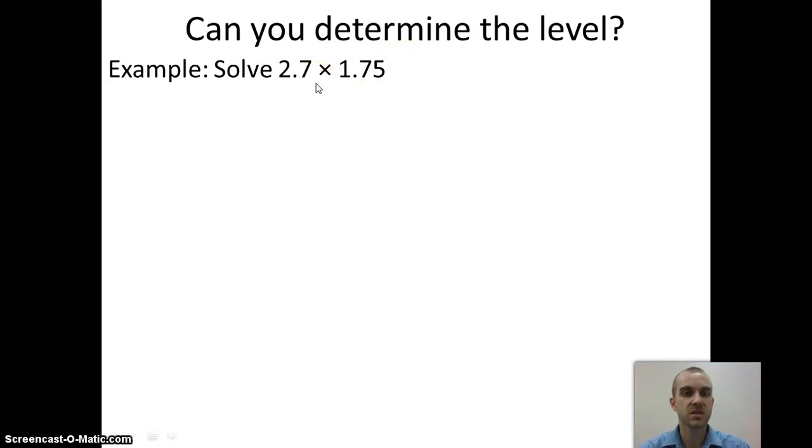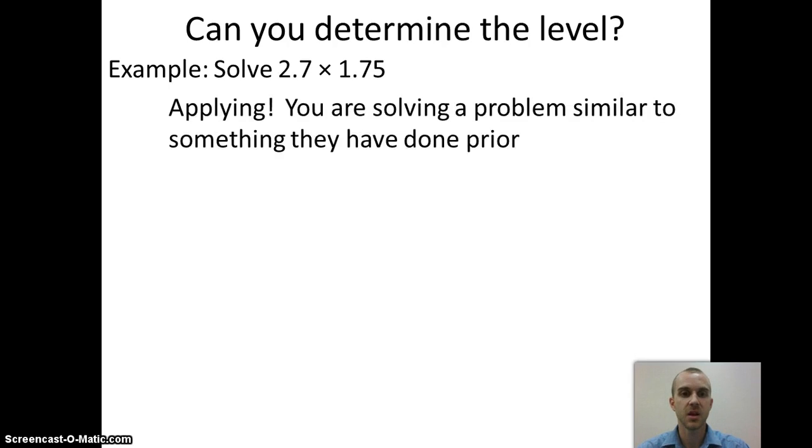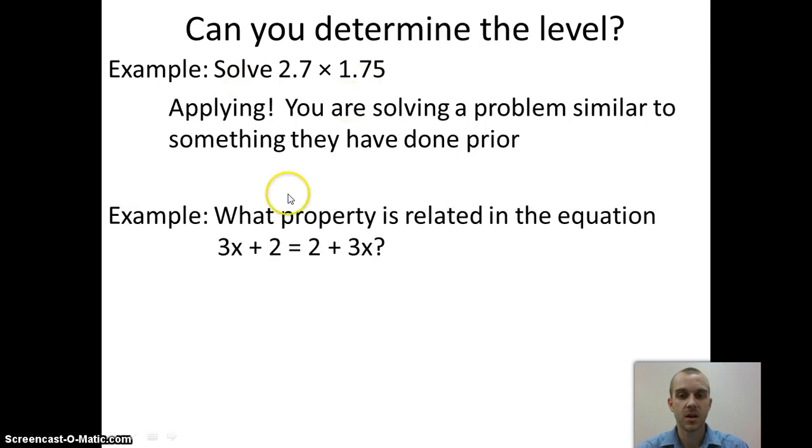Say I'm given the basic problem: multiply 2 and 7/10 by 1 and 75/100. That's just an applying problem because all I'm doing is solving the problem. Now if I'm asked what's the property related to this equation, 3x + 2 = 2 + 3x, I'm just recalling that that is the commutative property of addition, that is remembering.